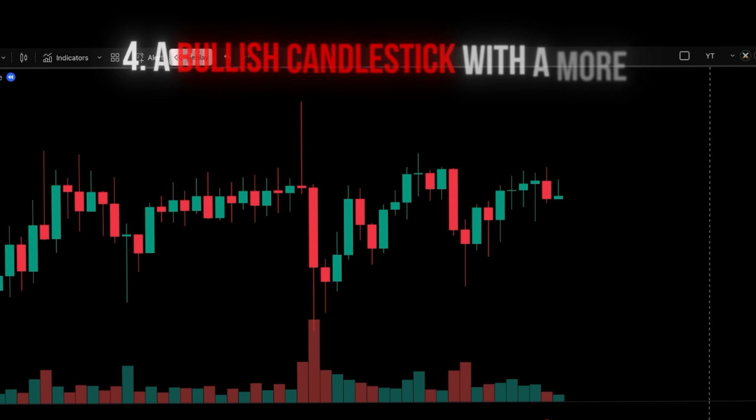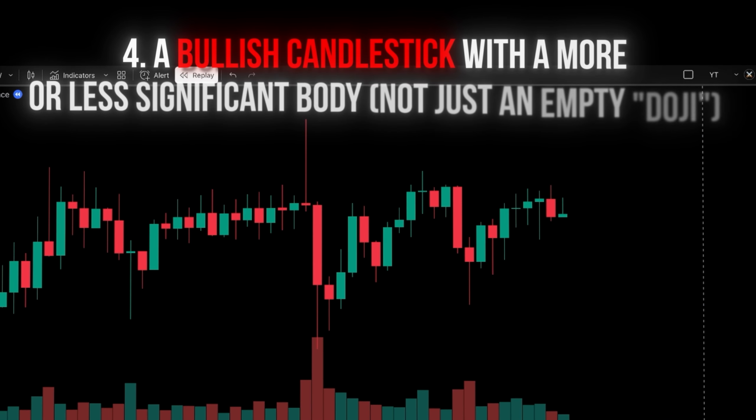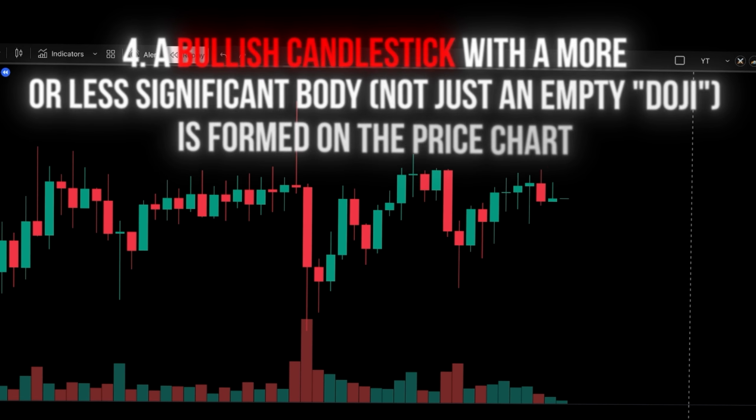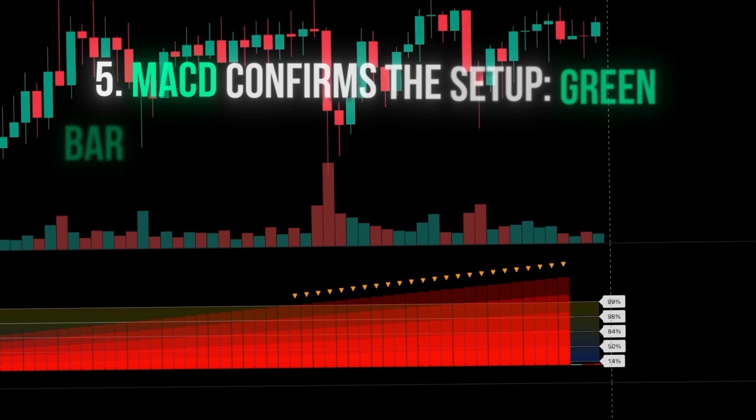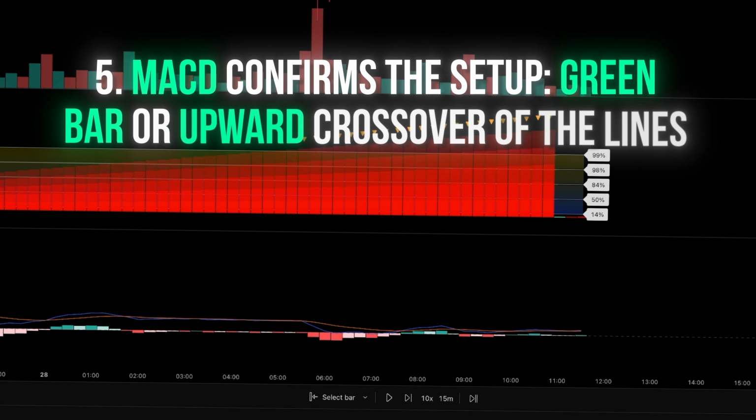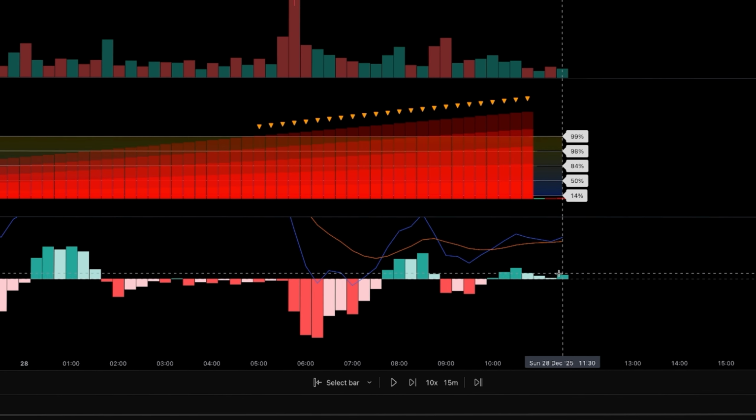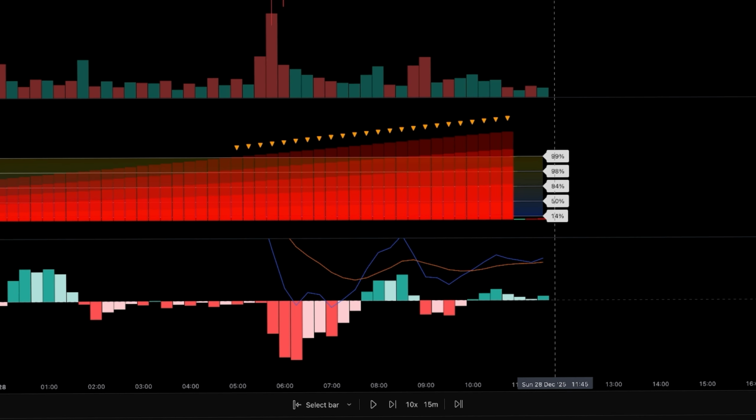Fourth, a bullish candle with a more or less significant body forms on the price chart, not just an empty doji. Fifth, the MACD confirms a setup, a green bar or an upward line crossover. In this case, it's a green bar. Enter the long position at the close of the confirmation candle.